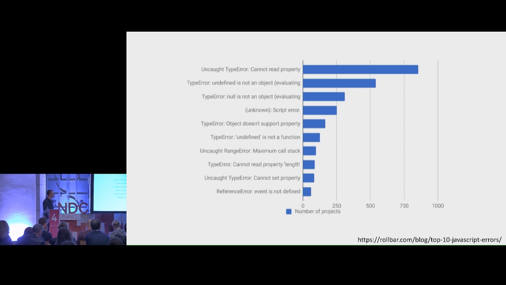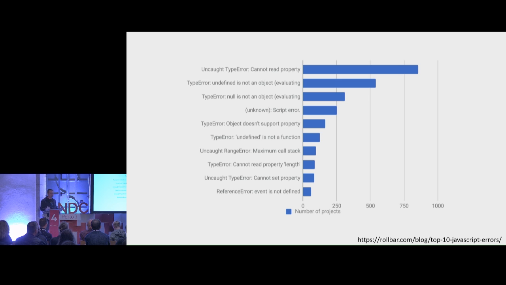I found this interesting. This is from Rollbar. They put out a bunch of projects. They kind of do crash analytics and monitoring. This was their list of the top 10 JavaScript errors. I found this really interesting because if you notice, a lot of them are type errors. And really up at the top, quite a bit of them, and this is a lot.